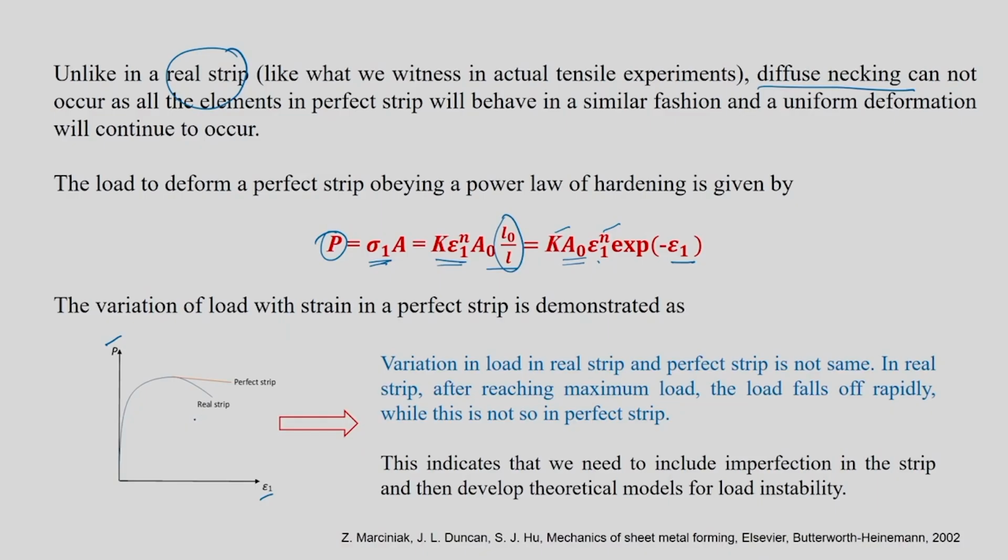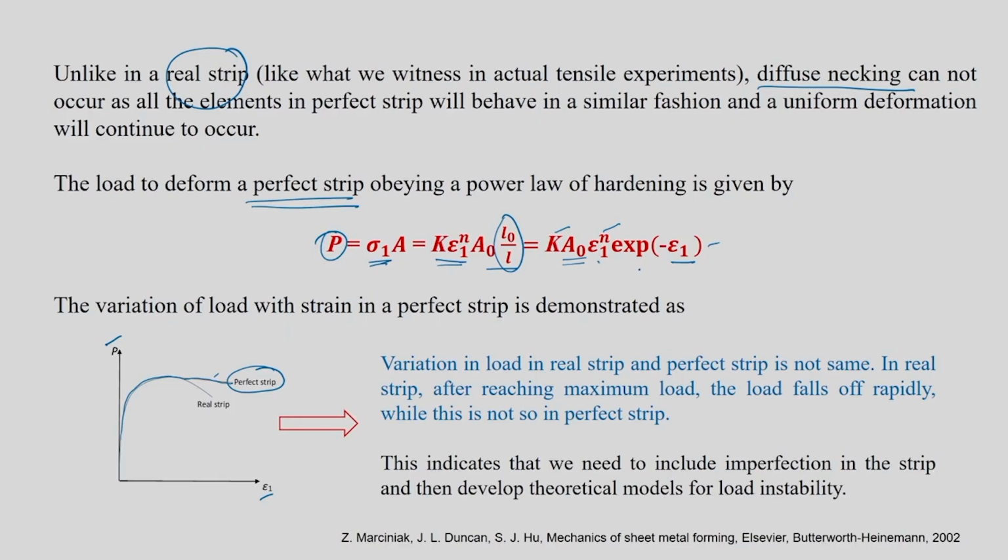So this equation will give the load versus strain graph for a perfect strip. The load to deform a perfect strip obeying our standard power law, K epsilon power n, is given by this equation, and if you follow this equation you will get a load versus strain graph like this. It will start going like this and it will continue to go like this, the red color curve.